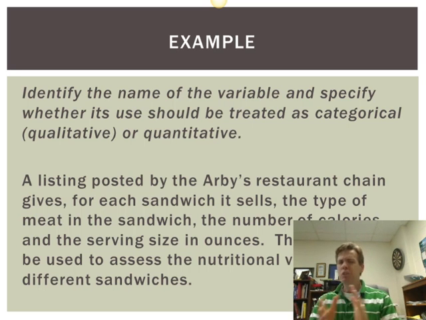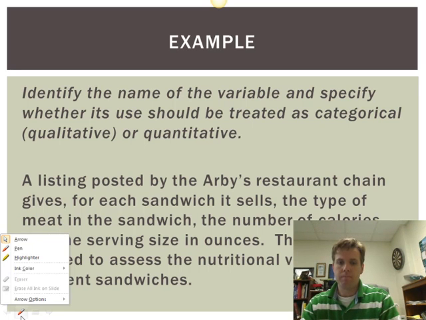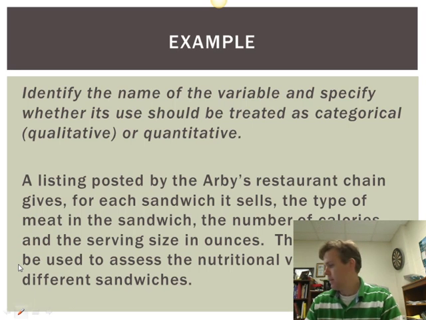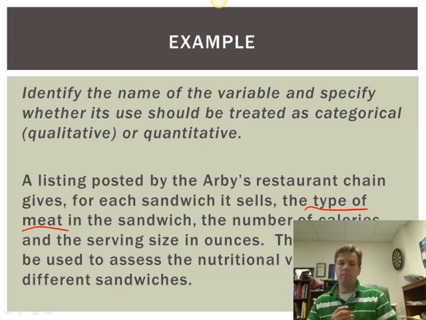All right, welcome back. I know you paused it. I know you did. So the first variable would be the type of meat, right? Maybe I can turn on my pen here. We have type of meat in the sandwich, and hopefully that's easy to do: categorical, qualitative.